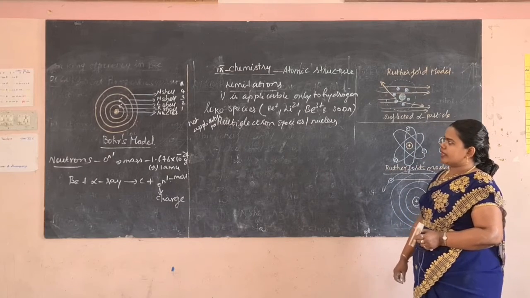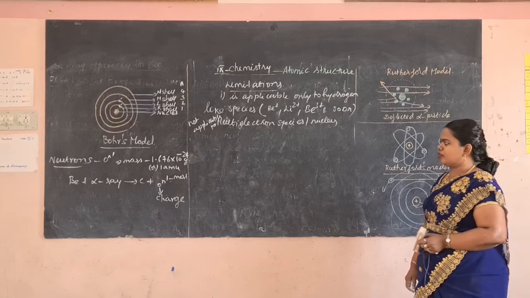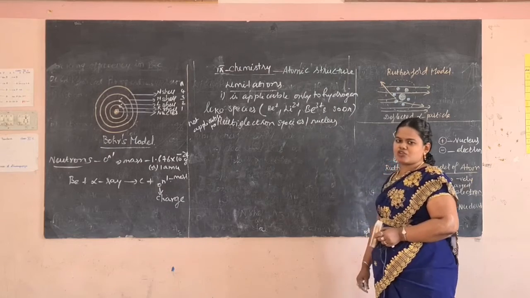Examples are He plus, Li 2 plus, Be 3 plus: helium plus, lithium 2 plus and beryllium 3 plus. It is not applicable to multi-electron species. So this is the limitation of Bohr's model.